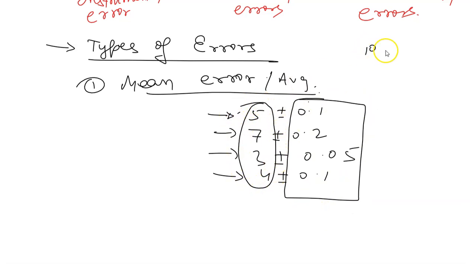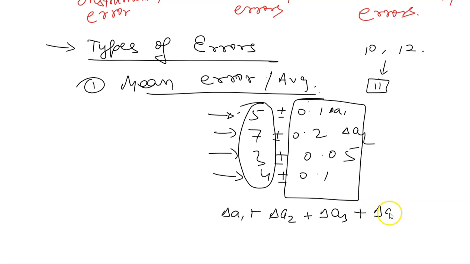So here we take the average to get the better result. Like one measurement I get 10, another measurement I get 12, so I will say my measurement is 11, right? That will be better to produce the result, the mean value. So average error, you just add the errors. So let's say this is delta A1, this is delta A2, delta A3, and then delta A4, and then divide by the number of observations.